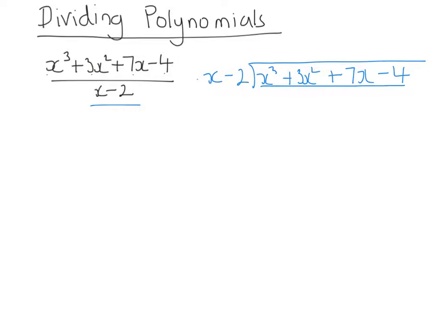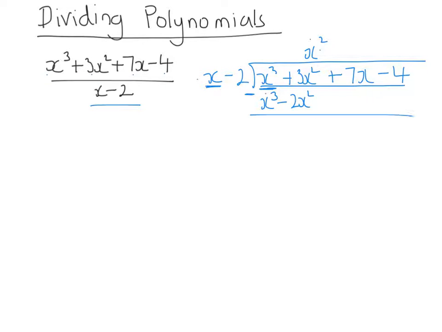Well, it's difficult to decide that. What we'll do is just look at the biggest part here, x and x cubed. How many times does x go into x cubed? It would have to go in x squared times. Then we multiply x squared by x, which gives us x cubed, and x squared times minus 2 is minus 2x squared.